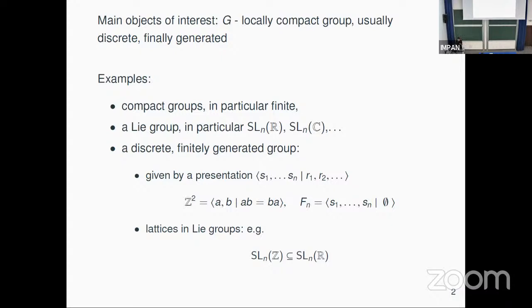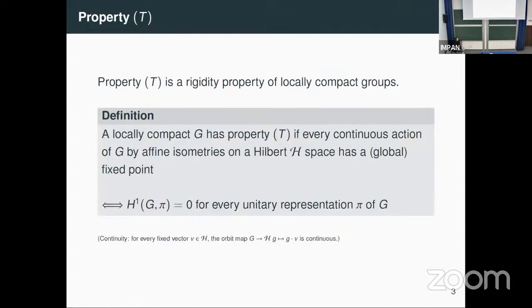You can see examples here, but also lattices in certain topological groups. So lattices in Lie groups like SL_n(Z) sitting in SL_n(R). These are just some examples that will be of interest here. So the property of groups that I will be interested in is called property T, and it's a rigidity property for groups. So here is the definition.